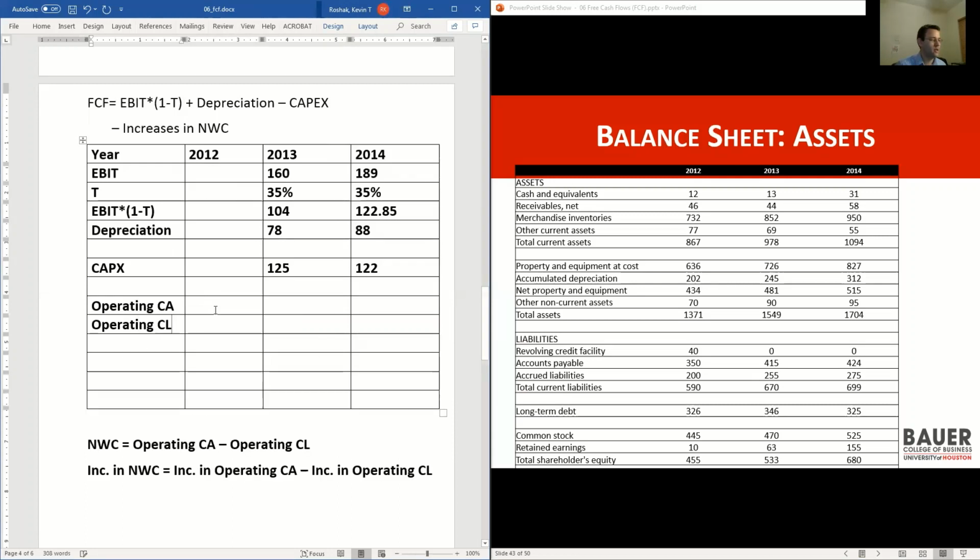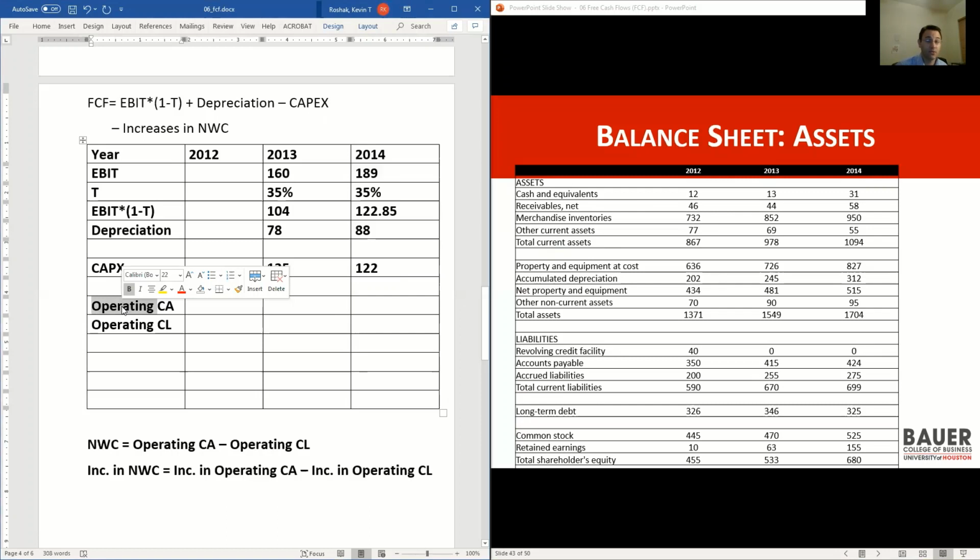Okay. So what are our current assets in 2012? Well, we look at the balance sheet. Oh, that looks tempting. We have this line here called total current assets. That's 874. That's a trap. We don't want to use this whole thing. Why? Well, we only care about operations.